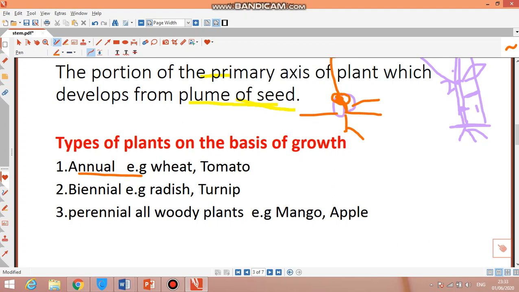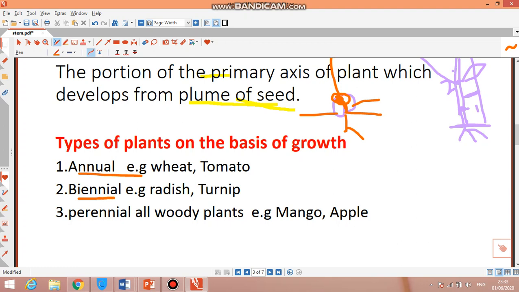They die after completing their one season, meaning they start flowering and then fruiting, and then the seeds are developed inside the fruits, and then they die. So those plants are known as annual. Mostly herbaceous plants are annual, for example wheat, tomato.